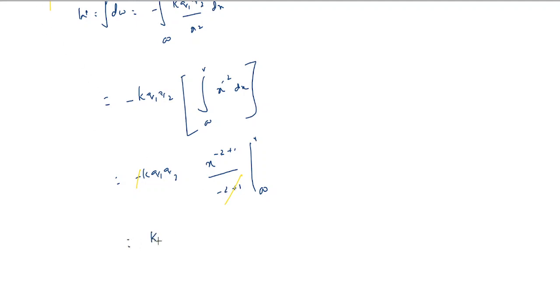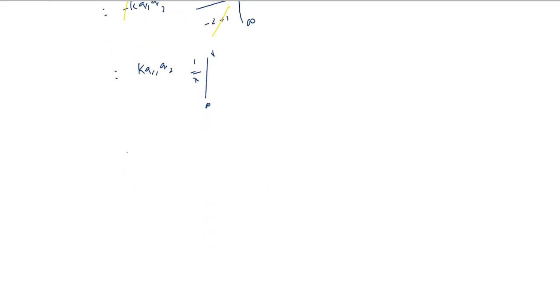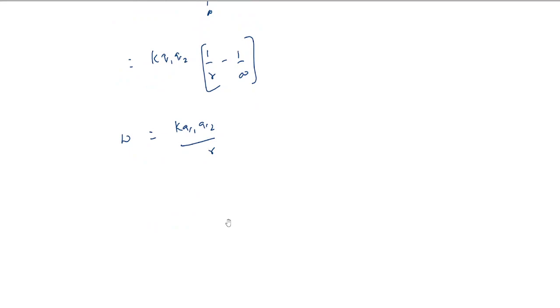That is equal to k q1 q2. It becomes x power minus 1, that is 1 by x, and the limits are from infinity to r. Putting the limits here, what we get is k q1 q2 times 1 by r minus 1 by infinity, that is equal to k q1 q2 by r. So this is the work done, but the work done is stored as potential energy. Therefore this work done is transformed into potential energy, and that is equal to k q1 q2 by r. So this is the expression for the system's potential energy.